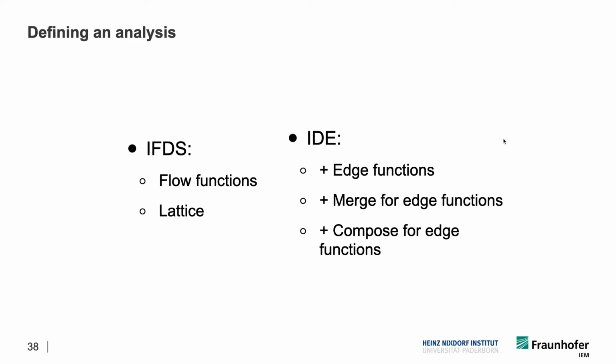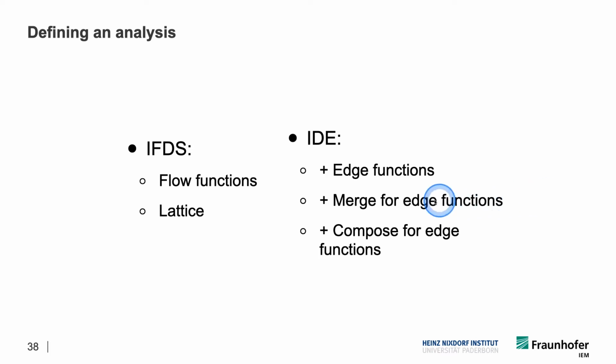So you have to define also the edge functions, right? So for each flow function that is being created, you need to tell the framework what edge function that particular flow function should be labeled with. And then you also need to define a merge or meet operator for the edge functions. I showed you that, for instance, on the last slide, how two different edge functions should be merged together.